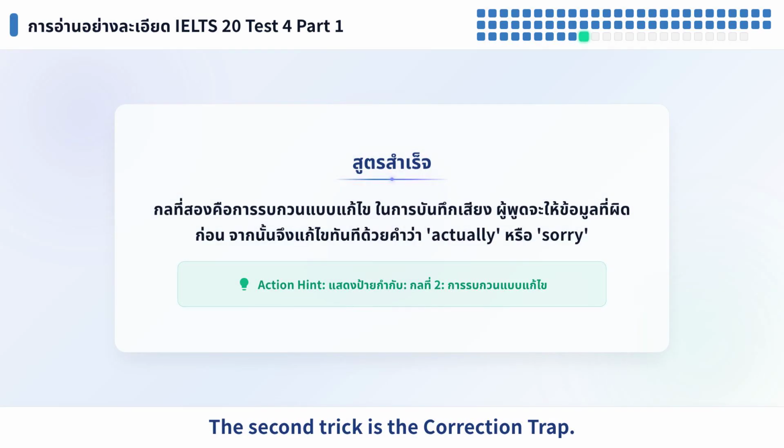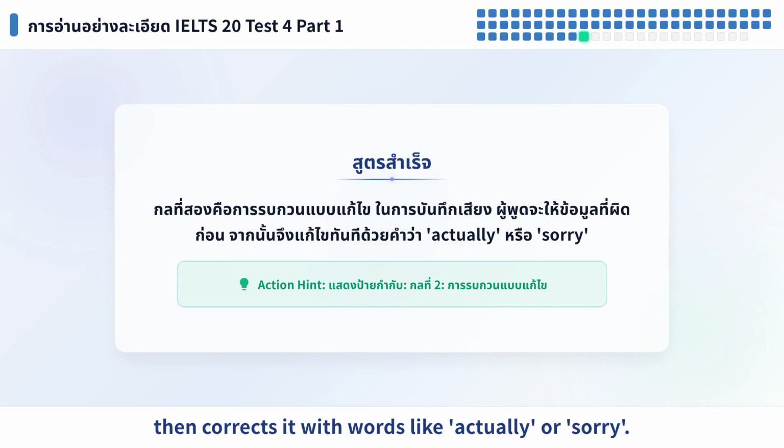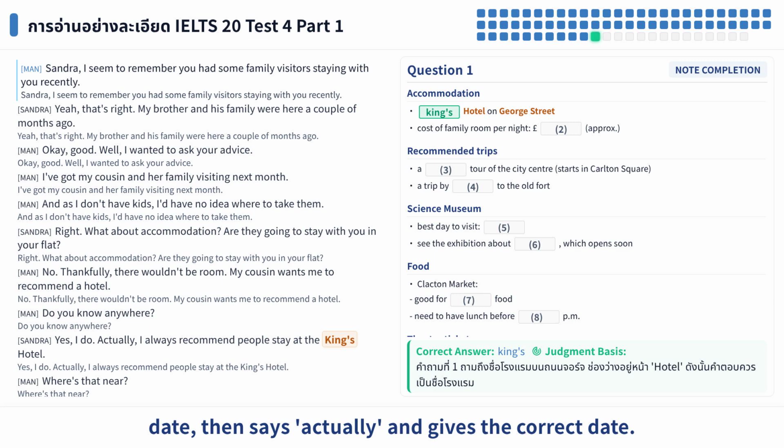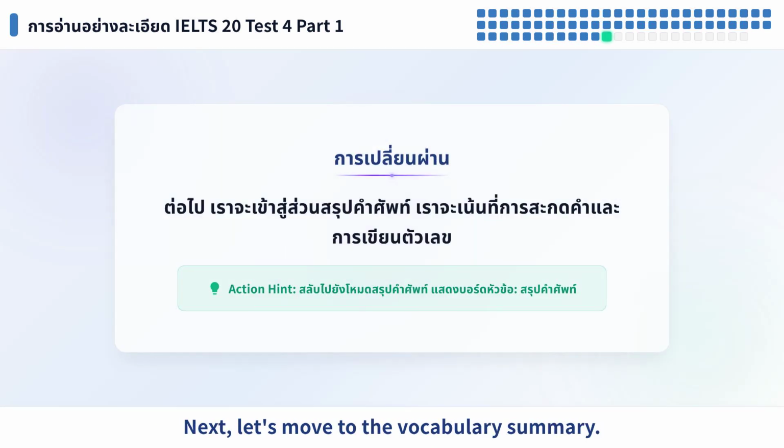The second trick is the correction trap. The speaker first gives wrong information, then corrects it with words like actually or sorry. For question 1, the speaker first says one date, then says actually and gives the correct date. Next, let's move to the vocabulary summary. We will focus on spelling and number writing.